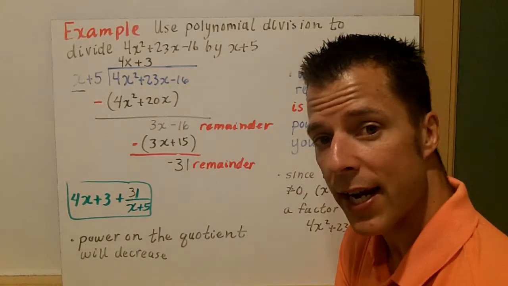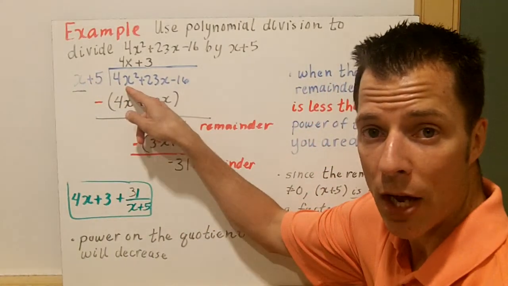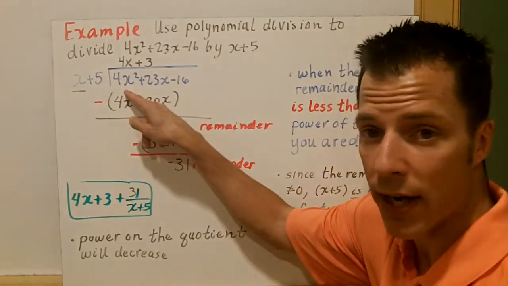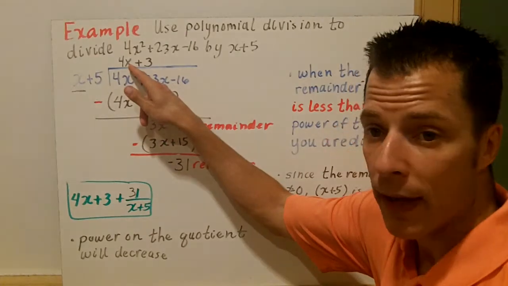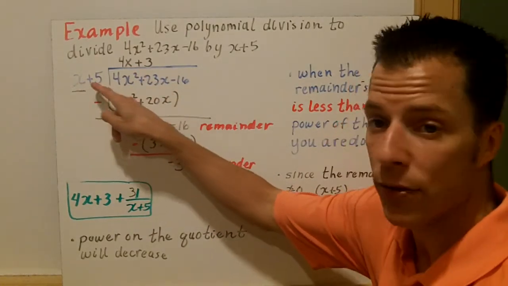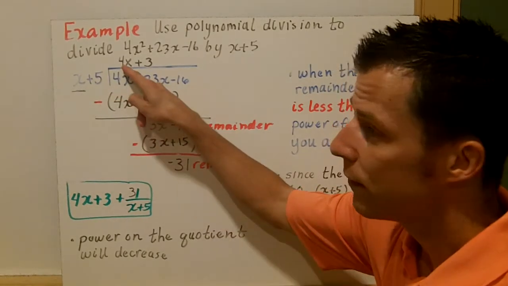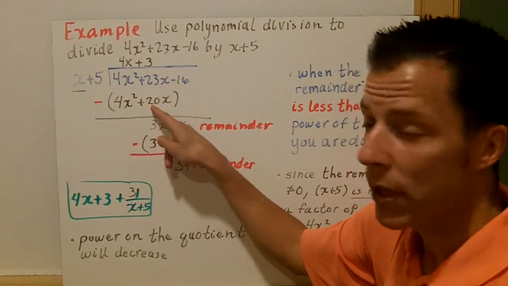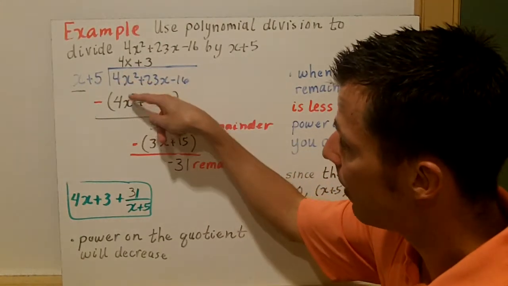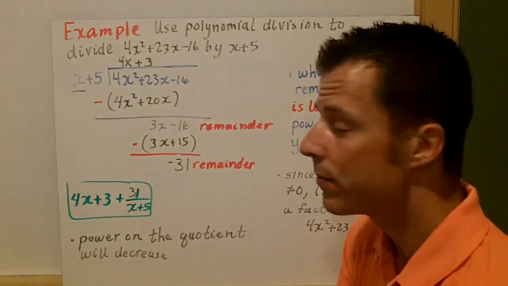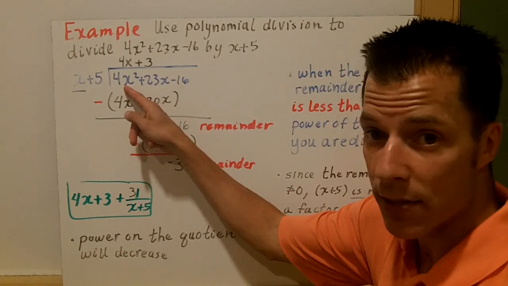So the first thing you have to ask is, does x go into 4x squared? If so, how many times? Well, x goes into 4x squared 4x times. So we write the 4x on top, and now that 4x gets multiplied to both these terms. So 4x times x is 4x squared. 4x times 5 is 20x. I align my numbers by powers, so they match, they're like terms, and I have to subtract off both these terms. The 4x squared better cancel out.